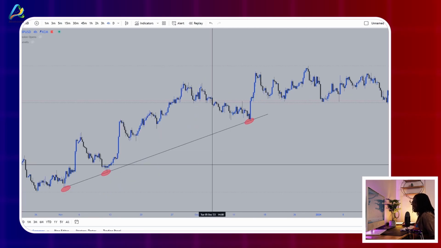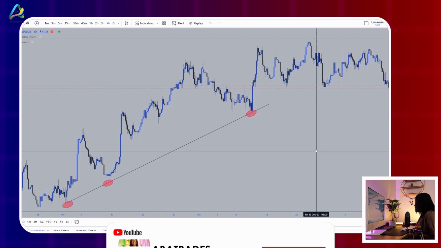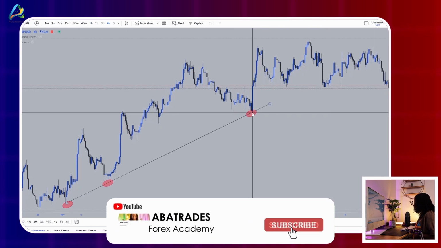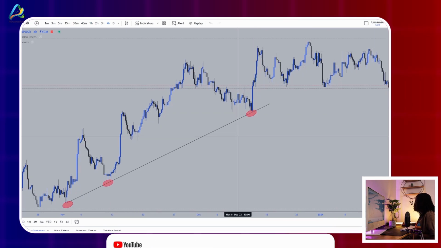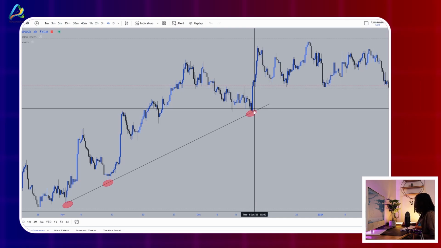Okay, so what do we see at the third touch of this trend line? We can see that when market touches this trend line right here, market gives us another major bullish move, showing that this trend line is also acting as a support level for us, because whenever market gets there, there's a buying opportunity or there's a push up in the market.